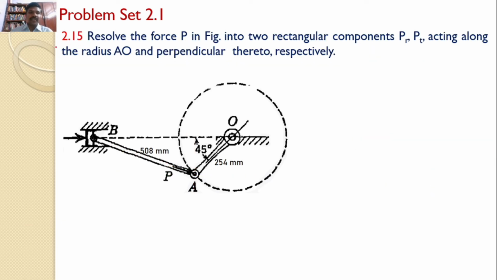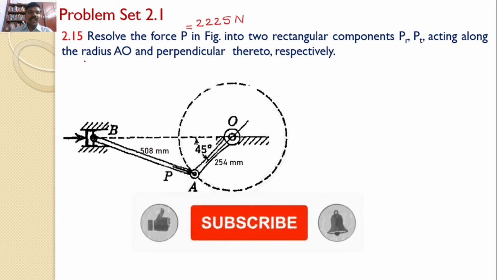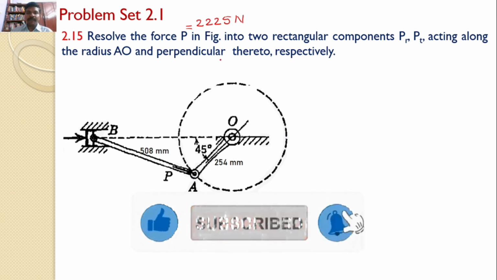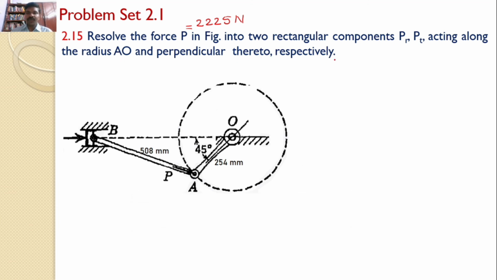Problem number 2.15. Resolve the force P, that is 2225 newtons, in the figure into two rectangular components PR and PT, acting along the radius AO and perpendicular thereto respectively. So in this problem, where is force P? A big force I am drawing here. This is the force P. This force P is acting at point A.